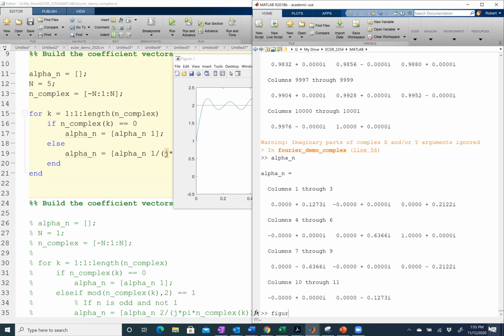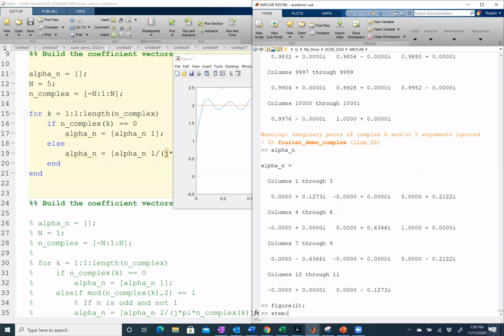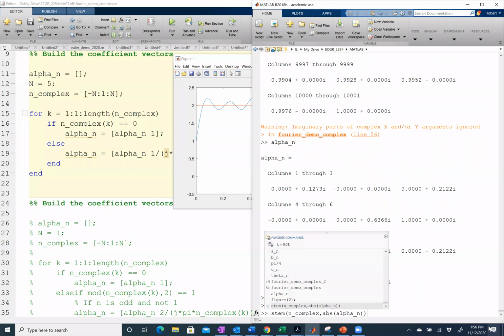Let's do this. I can always make a figure here. I want to look at the values, and this is a command I've never taught you before, and I'm going to talk to you about it later. But I'm going to look at it this way: alpha n, the stem command. We're going to talk about that command later, but the stem command is going to let me just see the values in that vector. All right, so let's see.